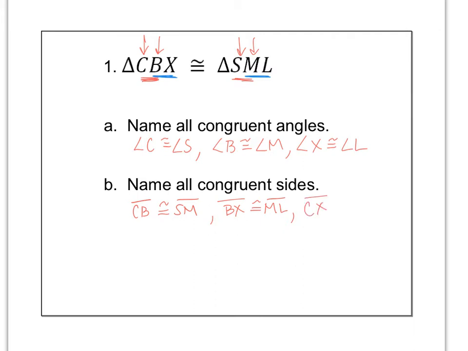If you have a hard time visualizing this, you can draw the 2 triangles and label them like CBX, SML. And then you can see, like we did, CB is the same as SM, and BX is the same as ML. So now we have side CX, and side CX is going to be congruent to side SL.